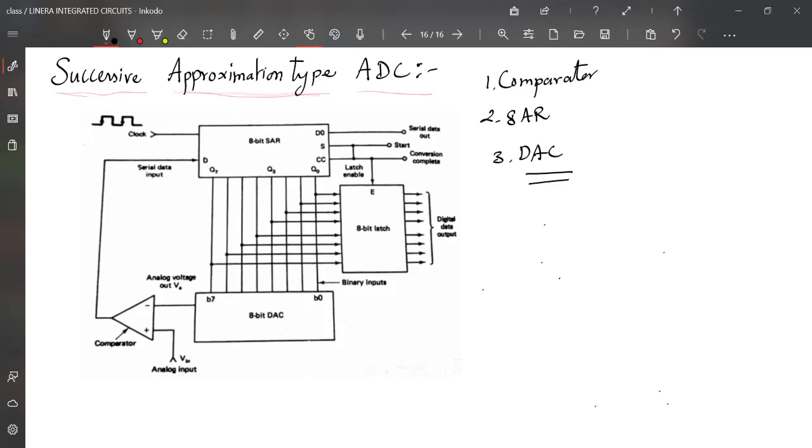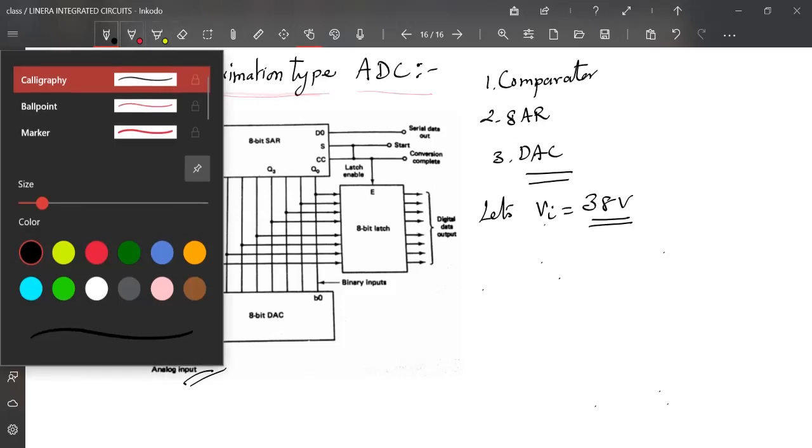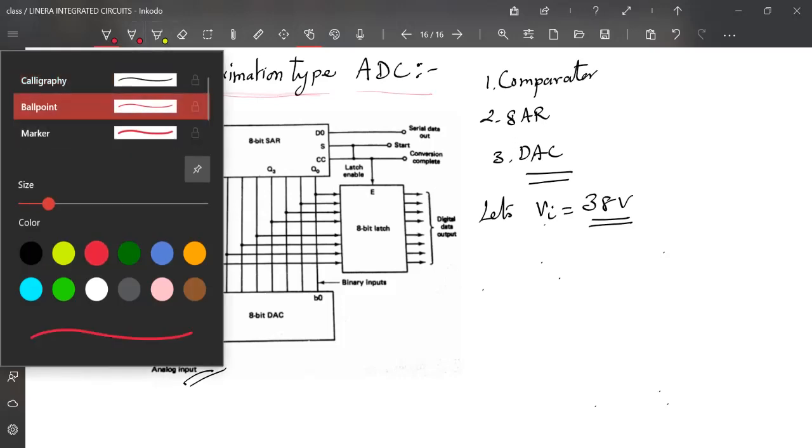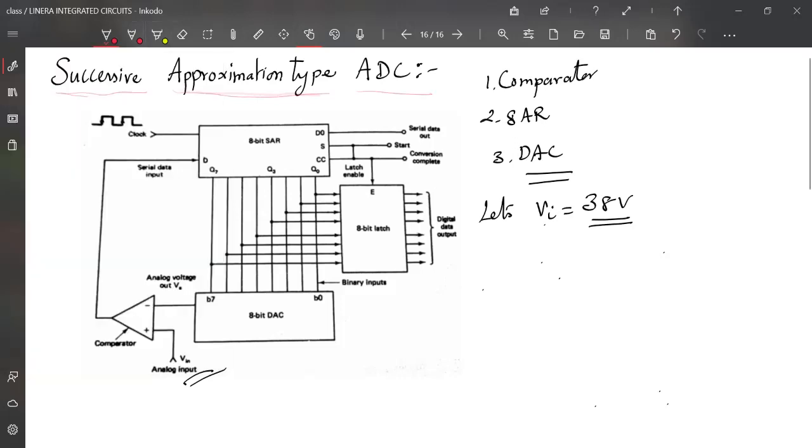Let's take the input voltage VI, that is the analog input, as 38 volt. So input is 38 volt. How will the system operate? Let's discuss one by one. In step one, what happens?